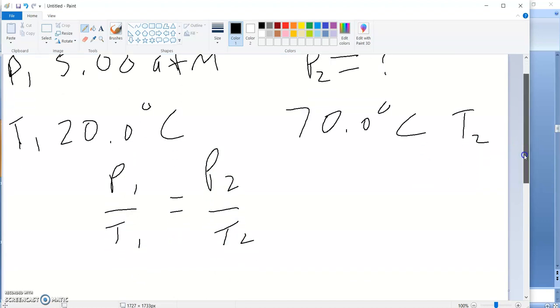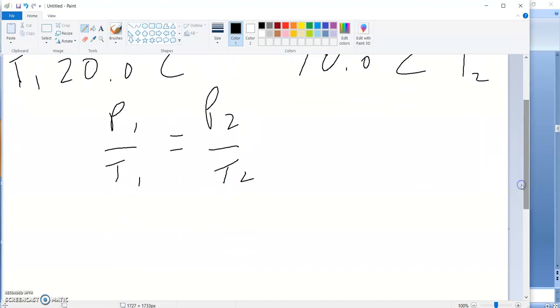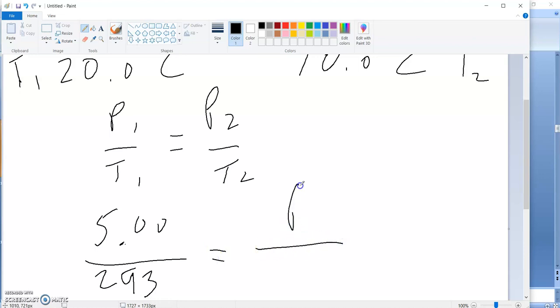Now, scrolling down, I guess I should keep that on there, P1 was 5 atmospheres over T1. Now, don't forget, pressure can be in any units you like. We used atmospheres here, as long as you're consistent. If you decide you want to use kilopascals, you've got to be consistent. But temperature has got to be in kelvins. There is no choice. So 20 plus 273 gives us 293 kelvins. Equals P2, which I'm looking for, and then the temperature is 70, so it looks like 343 kelvins.